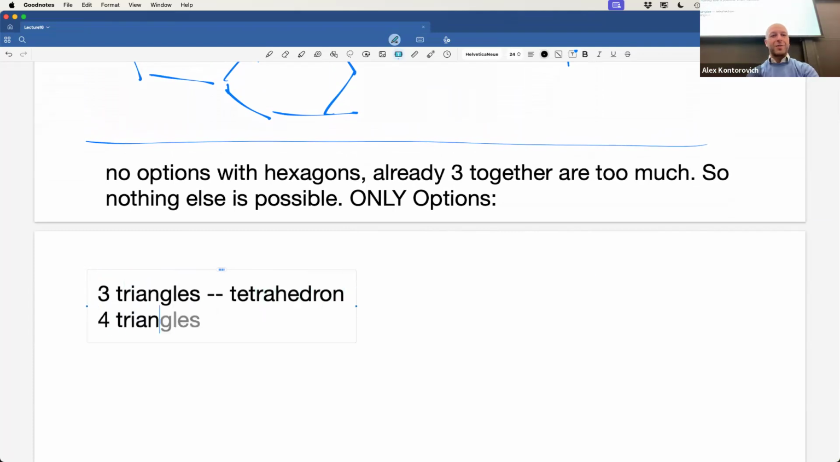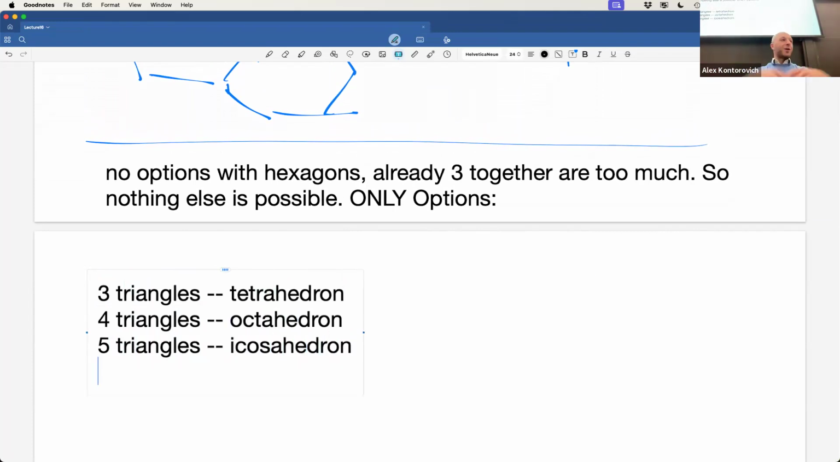Or four triangles all coming together. That makes the octahedron. Or five triangles coming together: icosahedron. Six triangles is too much. How about squares? Three squares: the cube. Four squares is too much. How about three pentagons? Well, we don't know yet.